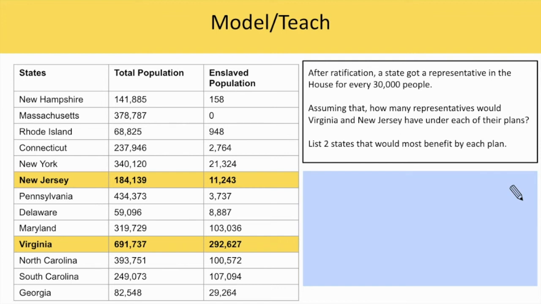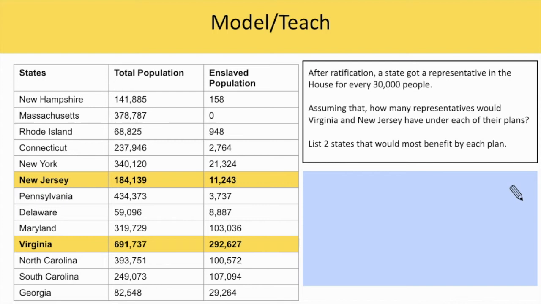Now I want to list 2 states that would most benefit by each plan. It appears that the larger states would benefit from the Virginia plan. For example, I see that North Carolina and Maryland have the largest total populations after Virginia. I believe North Carolina and Maryland would benefit from the Virginia plan because of this. If I divide the total population of North Carolina by 30,000, North Carolina would have 13 representatives. And if I divide the total population of Maryland by 30,000, Maryland would have 10 representatives.